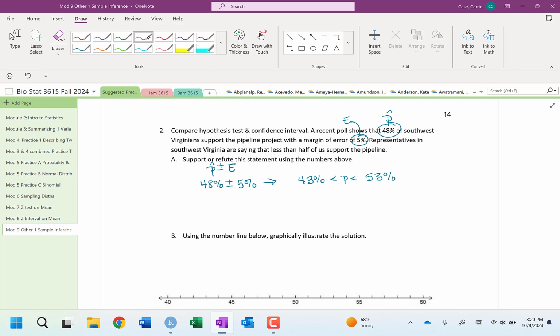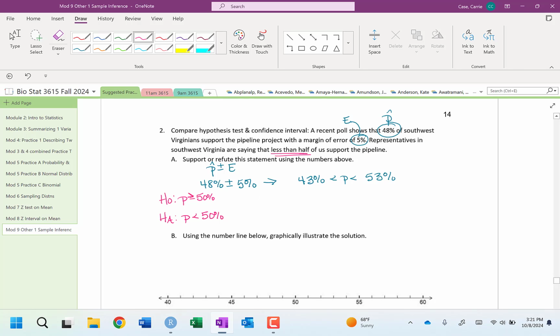And I'm asked to support or refute the statement that less than half of us support the pipeline. So the null hypothesis is that the proportion is equal to 50%, and the alternative is that less than half of us support the pipeline. Remember that the null hypothesis is truly the opposite of that. So it's greater than or equal to, and that's just our status quo. It's where we have to stay. So you may want to keep that in mind.